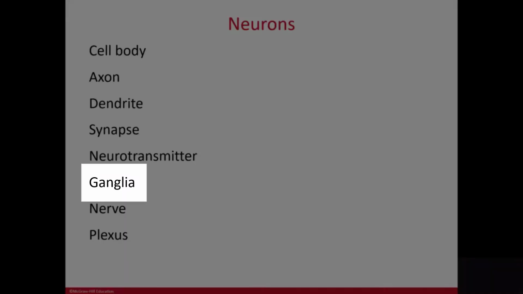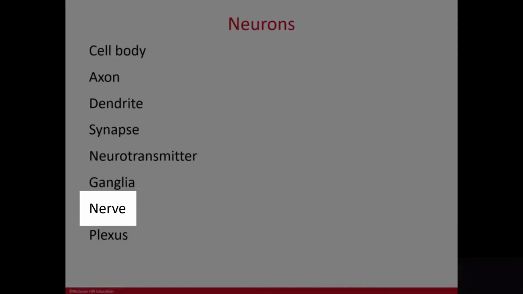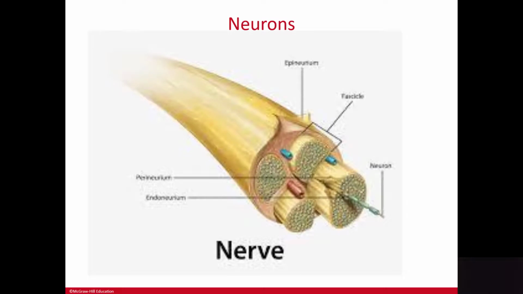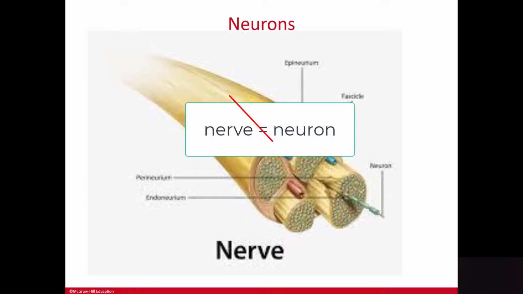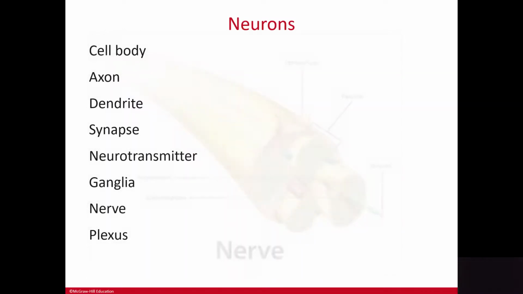The term ganglia refers to a collection of nerve cell bodies outside of the CNS. Just note that the term ganglion is the singular form of the word. We use the term nerve to describe a bundle of axons wrapped together along with blood vessels and connective tissue in the peripheral nervous system. Don't confuse the term nerve with neuron. Neuron is an actual nerve cell. Nerve is a group of axons all wrapped up together with connective tissue and blood vessels.